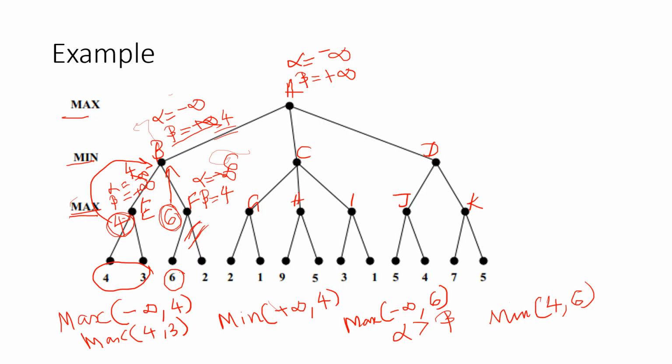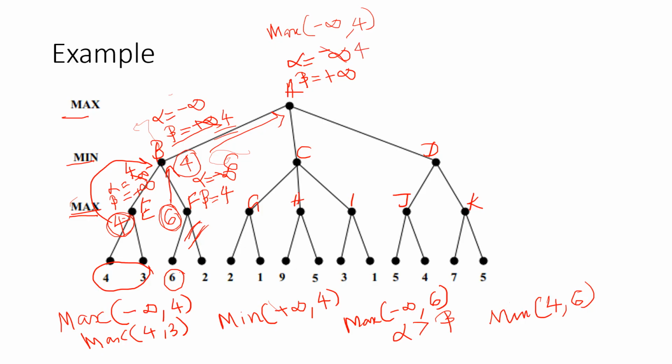And when we are comparing these two at node B, the min-max value will be 4 because we select the minimum value of 4 and 6. 4 and 6, 4 is minimum. So this 4 goes upwards. And at node A, the alpha value will be updated. Alpha is the maximum of minus infinity and 4. What is the maximum? 4. So it is updated to 4.